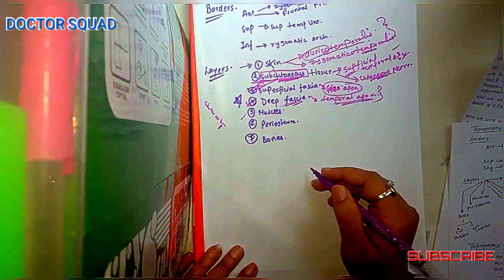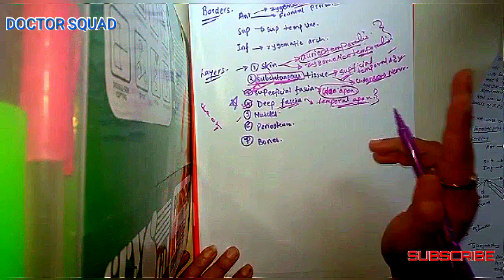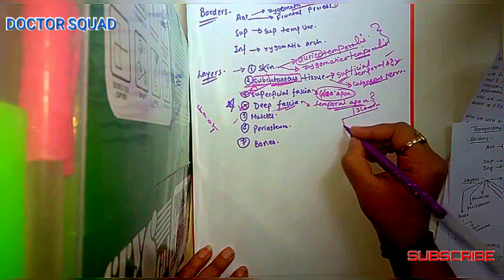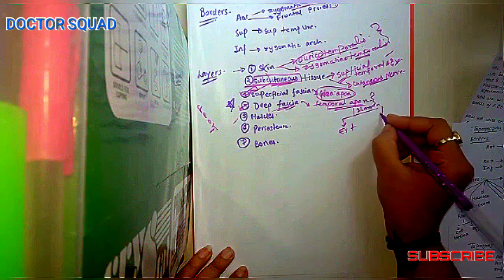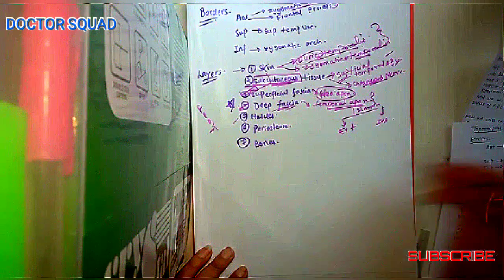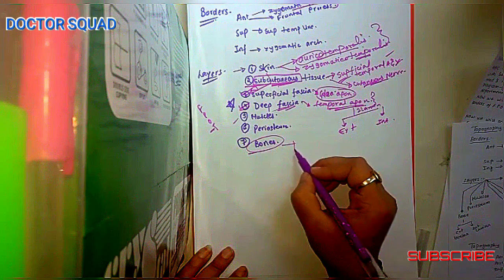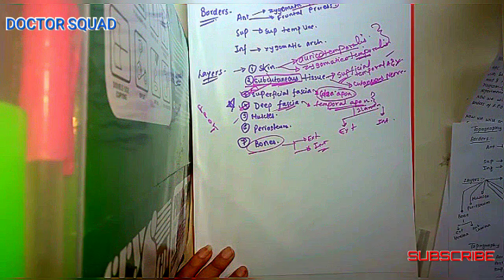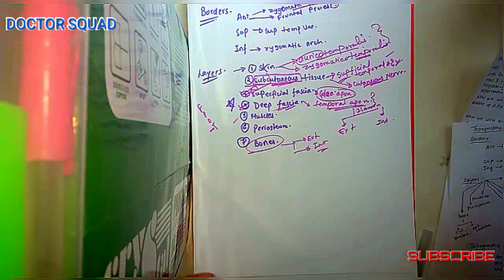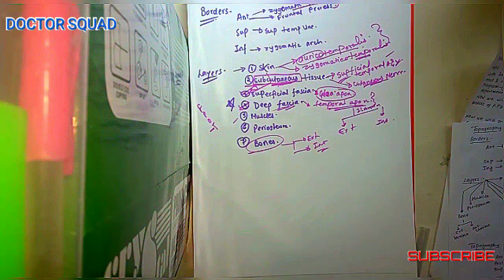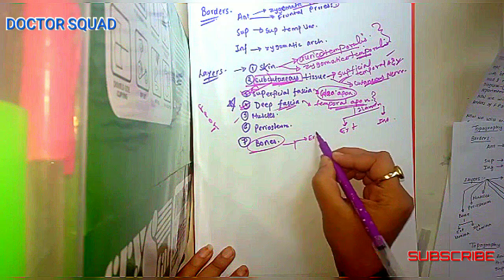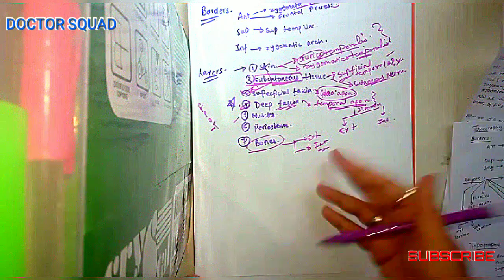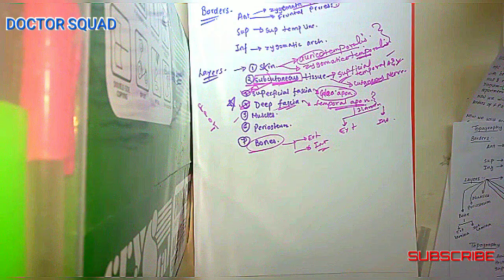Then temporal aponeurotica consists of two lamina, external and internal. So how will we remember? External, internal, no big deal.